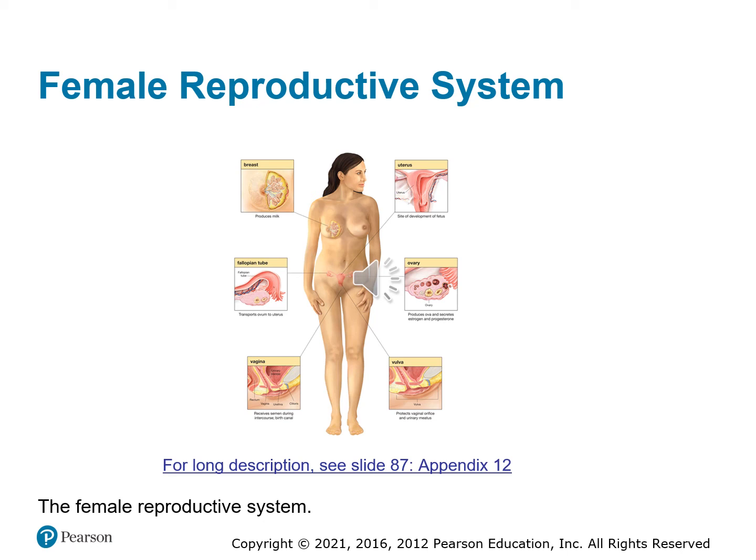We also have the vagina, which is where intercourse takes place, and the vulva, which is just some soft tissue structures there at the opening of the vagina. We do talk a little bit about breasts with the reproductive system because this is an organ that produces milk for the child once it's born.